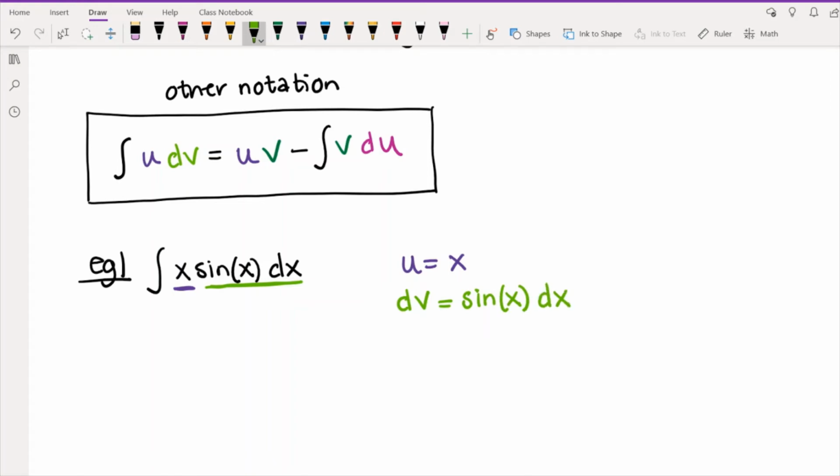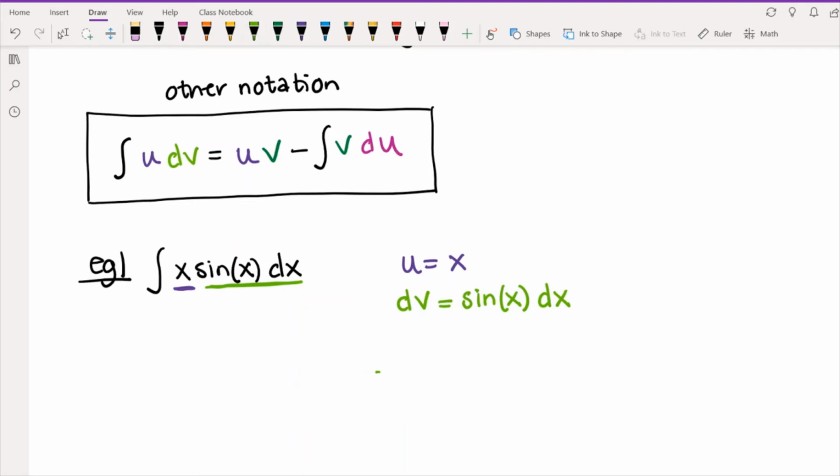And so just to show you why this is equivalent to what we did before: if you were to divide both sides of this by dx, you would get dv/dx is equal to sine of x. So it's basically the same as calling it g prime of x, right? We're saying the derivative of something is sine of x. And so that's why we're going to find the antiderivative of it.